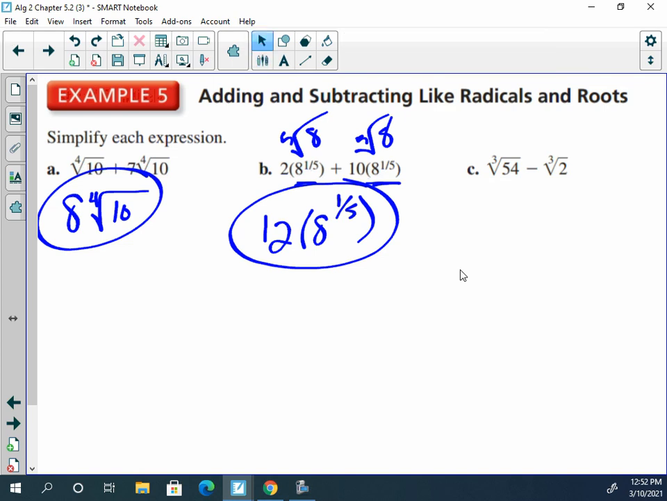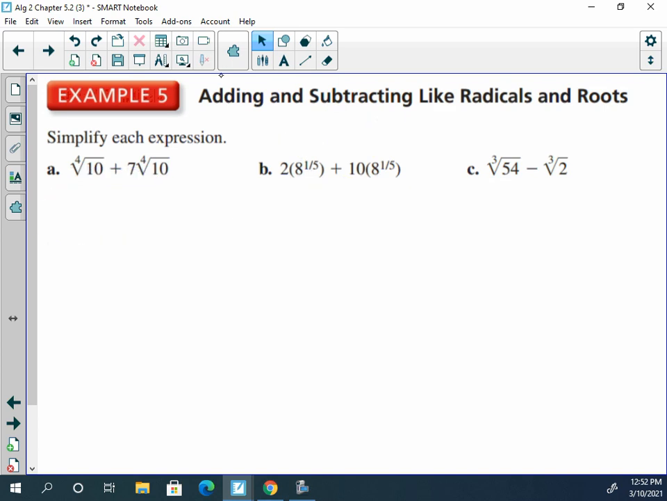Any questions on any of these so far? Okay. Let's look at the next one. I'm going to erase that so I have a little bit more room. We have the cubed root of 54 minus the cubed root of 2. Are those the same? No. So we need to look at the 54, because 2 is as simplified as it gets. We can't take the cubed root of 2 because 2 is prime. But let's look at 54 and see if we can simplify this at all.